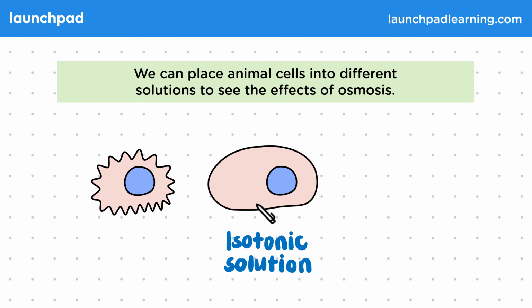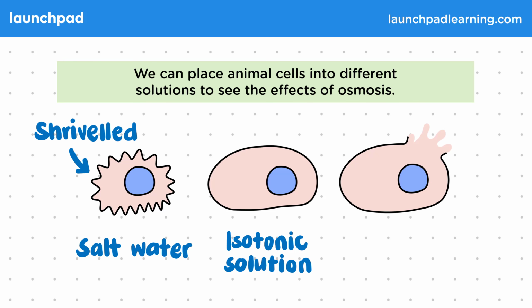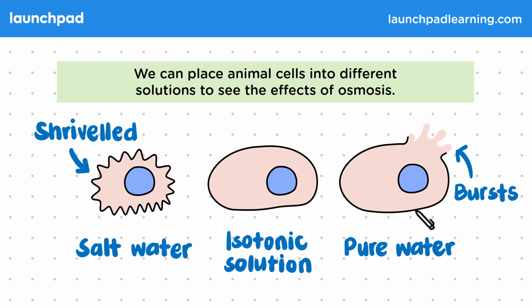In this diagram, you can see an animal cell in salt water. Because the surrounding solution is salty and concentrated, water will leave the cell, causing it to shrink and shrivel. Finally, this is an animal cell in pure water. A cell placed in this environment will burst as too much water moves in via osmosis. This is because the cytoplasm will be more concentrated in terms of solutes compared to the pure water outside. The cell can only hold so much water before it bursts.